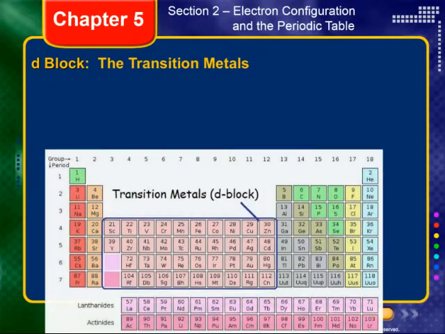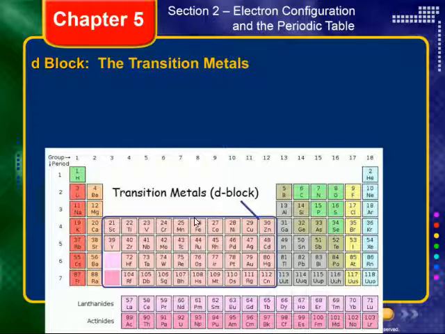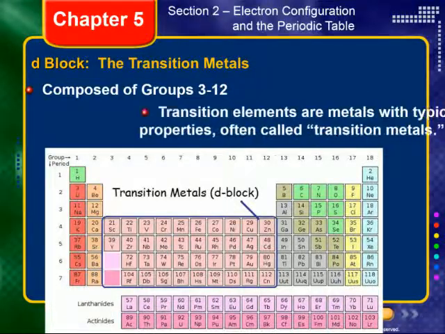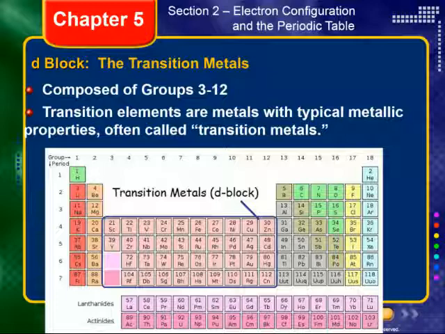Let's move to the d block, the transition metals. This big middle chunk of the periodic table is composed of groups 3 through 12. Transition metals are what you think of when you think of typical metals.